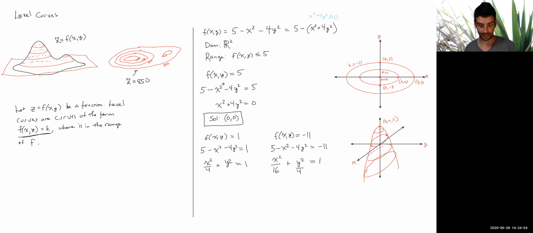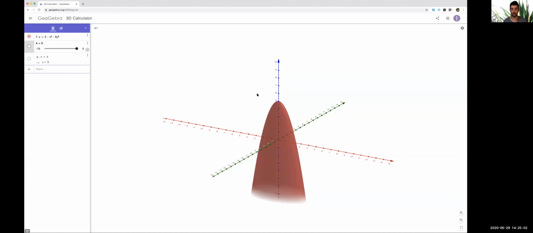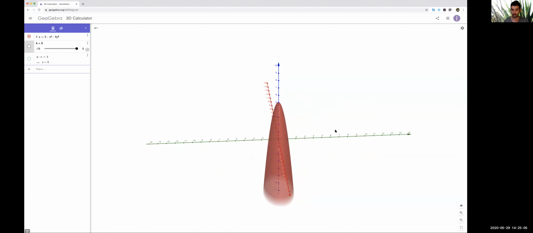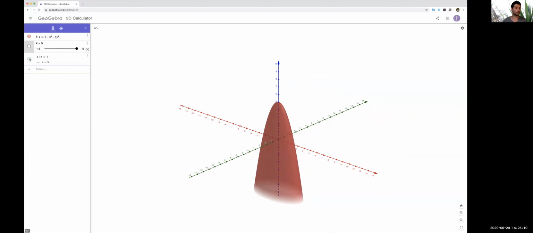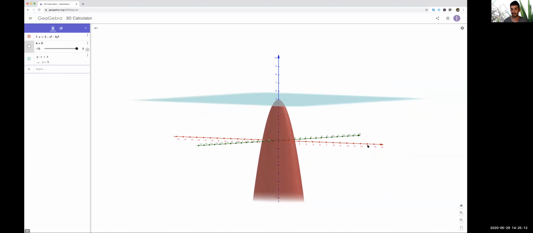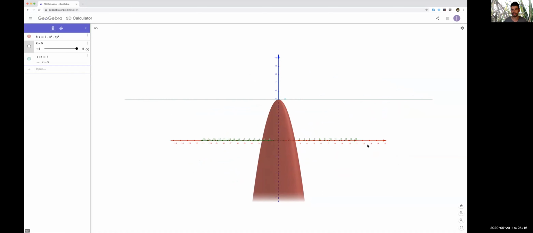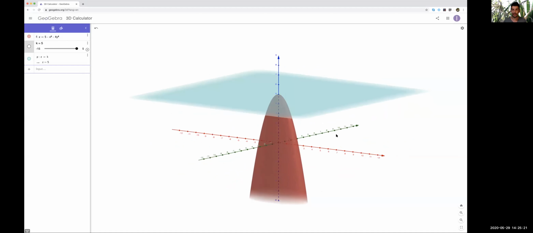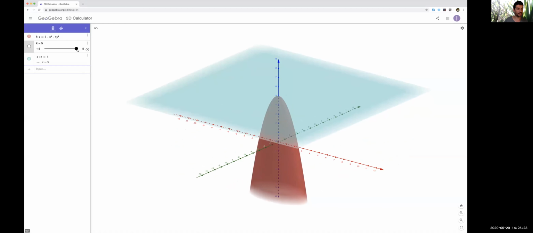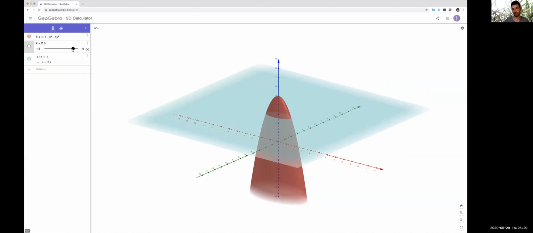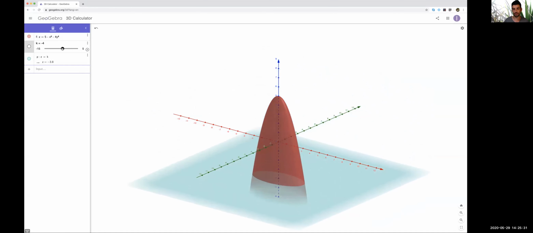Okay, let's take a look at a nicer picture of this. Here is that upside down cone, as I'm rotating around. The level curves we were picking, so here is the plane z equals 5. You see it just hitting our curve at the top. And as I change the values of k, making them smaller, we see those intersections look like those ellipses that we were getting.